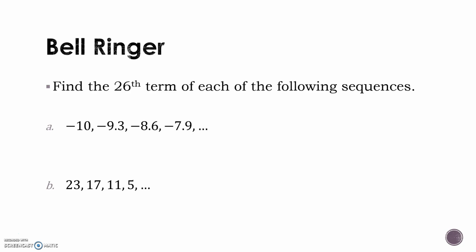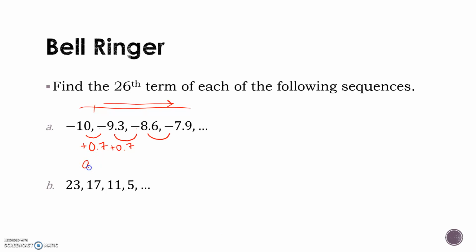Okay, so for this first one, we are going to start by writing the formula for what's happening in this arithmetic sequence. To get from 10 to negative 9.3 and from negative 9.3 to negative 8.6, etc., we are adding 0.7 each time. I know that we've got negative, negative, negative, but really these numbers are getting closer to 0. So that's how I know that we're moving in a positive direction. If we look at our number line, we're moving in this direction, so it's a positive number.